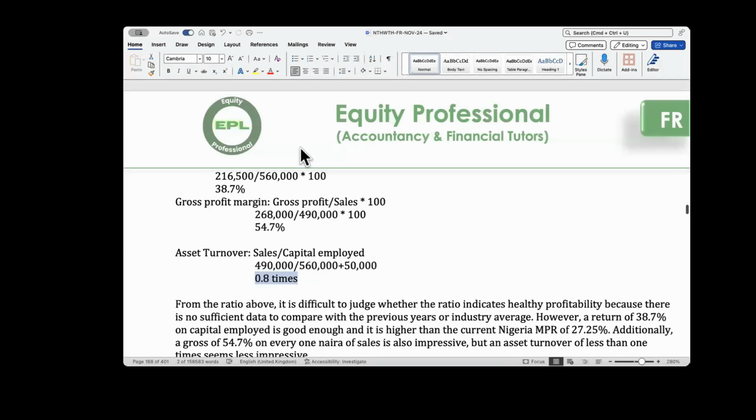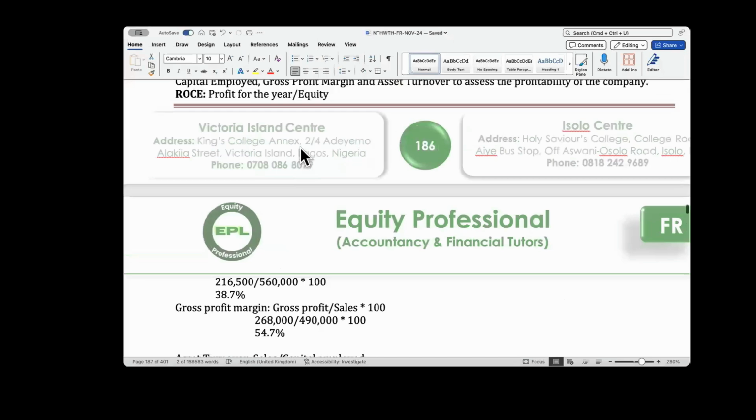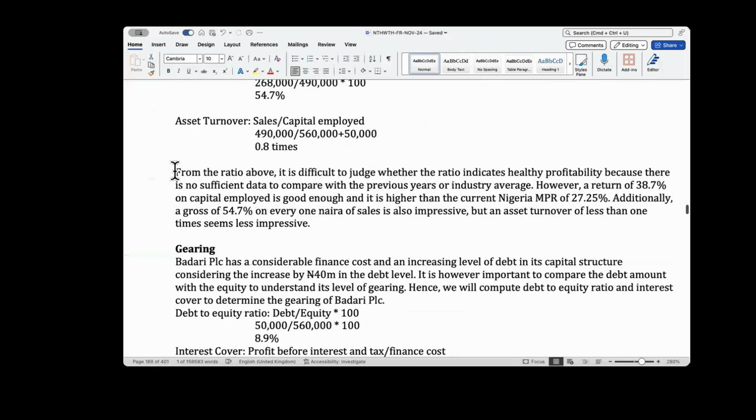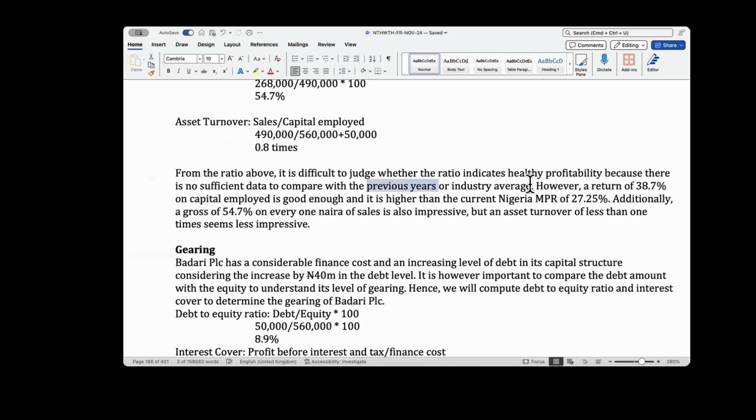Now, this question isn't about just computation. The examiner actually wants us to discuss. So you need to discuss. And I then said from the ratios above, I told the examiner that it is difficult to judge whether the ratios indicate healthy profitability because there is no sufficient data to compare with previous years or industry average.